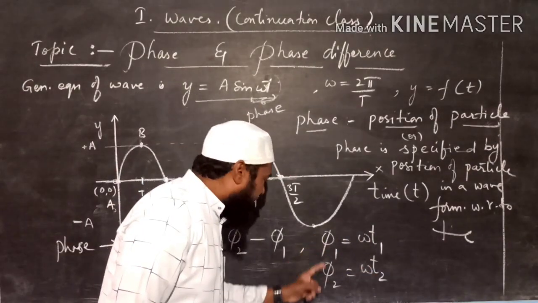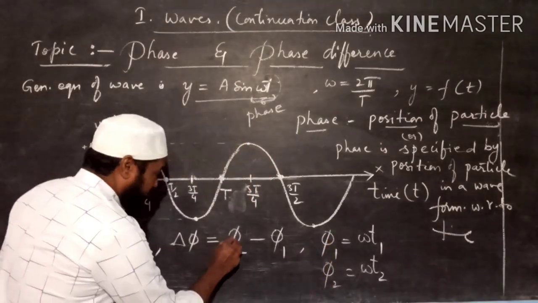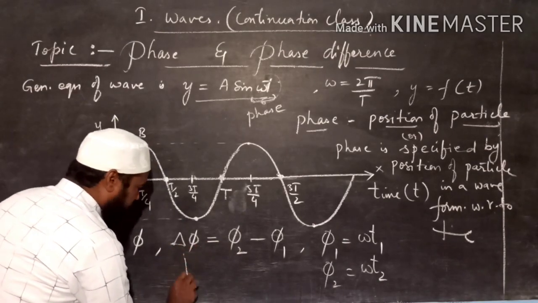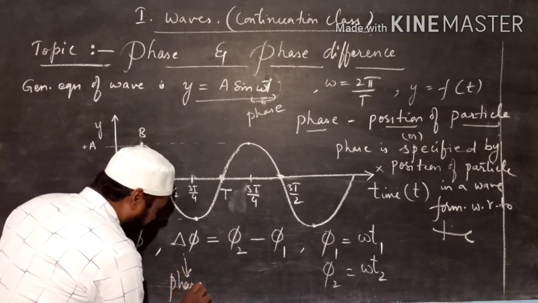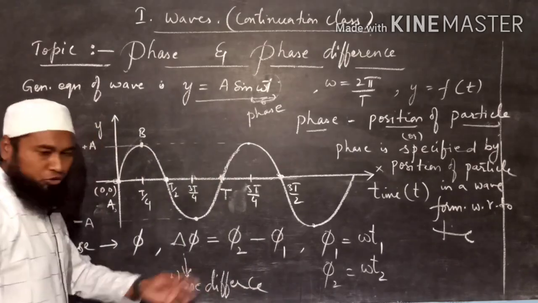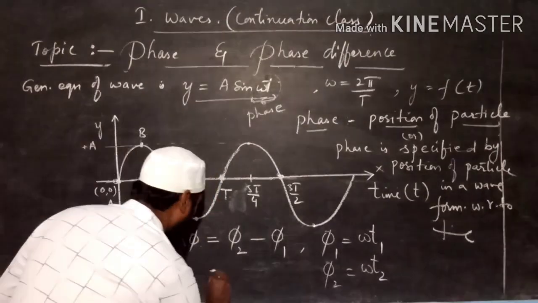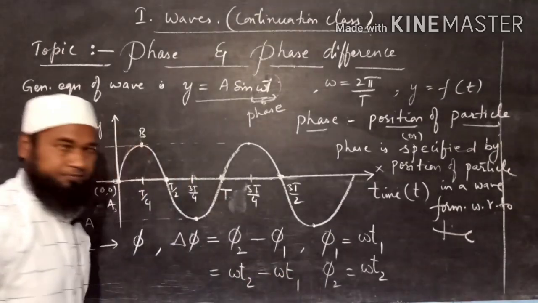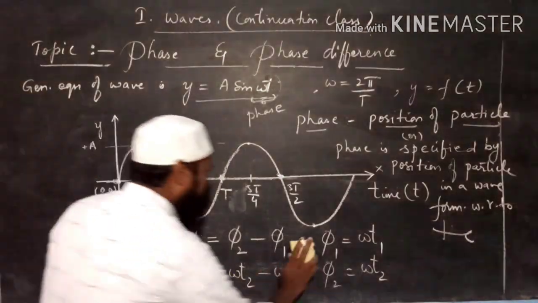Now if you take the difference between these two, higher phase minus lower phase, so phi 2 minus phi 1 will give you the phase difference. So this term delta phi is called phase difference. And how can you calculate this? You can calculate this by a simple method: omega t2 minus omega t1. Then again you can move forward.